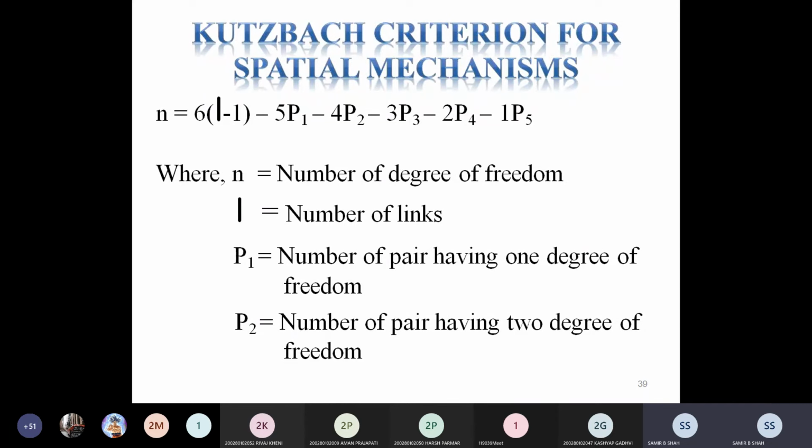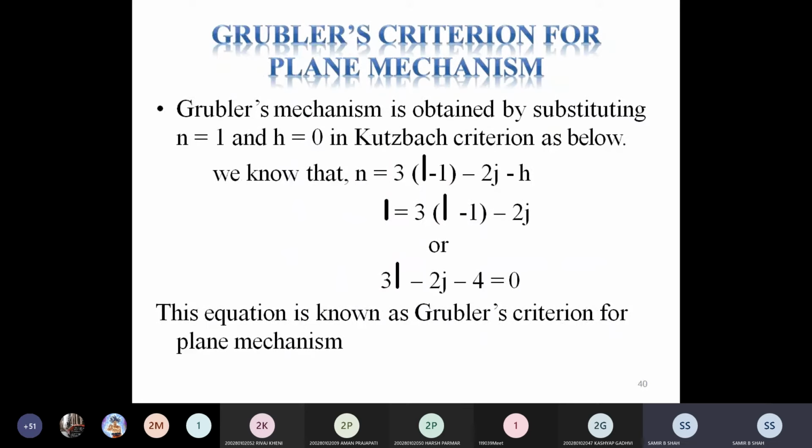L is equal to the number of links. P1 is the number of pairs having 1 degree of freedom. When a spatial mechanism is there, at that time it may be given to you that this is the number of 1 degree of freedom pairs and this is the number of 2 degree of freedom pairs. In the same way P3 for 3 degrees of freedom, P4 for 4 degrees of freedom, and P5 for 5 degrees of freedom. Very important, Grubler's criteria for plane mechanism.